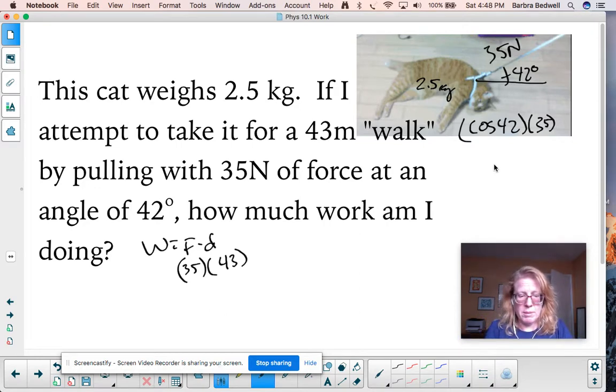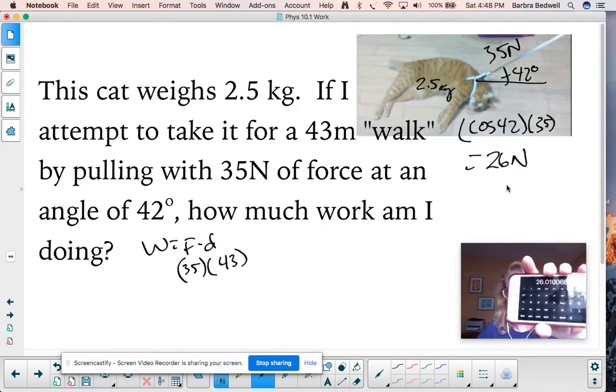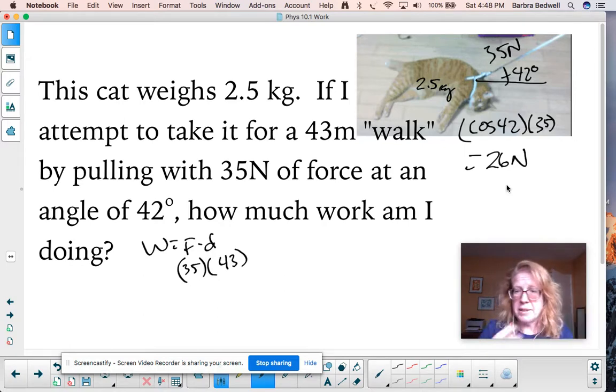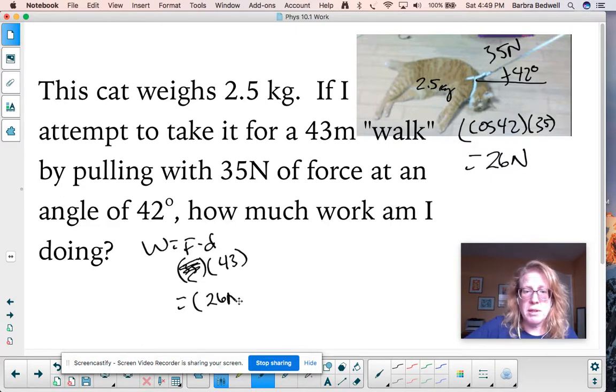Let's see if I can get that to work on my calculator. 42 degrees, take the cosine of that times 35, and I get that the component of force here is actually 26 newtons, 26.01. Again, don't forget to make sure that your calculator is in degrees, not radians, otherwise you're going to get funky numbers. So my work here is 26 newtons of force in the x direction times the distance, 43.